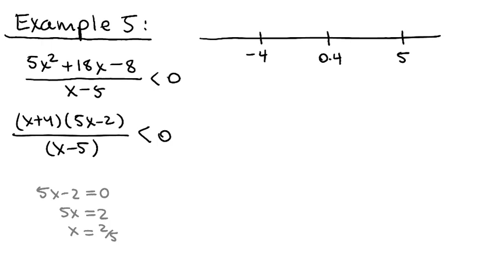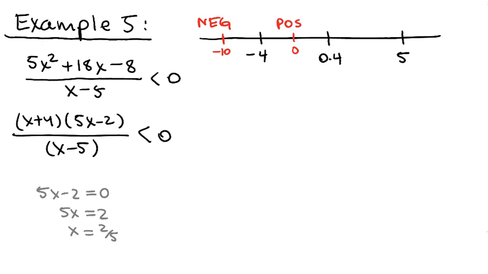So I'm going to test something like -10. All right, when I have -10, I'm going to have -10 plus 4 is -6. -50 minus 2 is -52. Negative divided by -10 minus 5 more is going to be another negative. Okay, 3 negatives is making a negative. Okay, then something between -4 and 0.4, that's going to be 0. Okay, so I'm just going to try. I'm going to plug in 0. I'm going to get 4 times -2 is -8 over -5 is going to be positive.